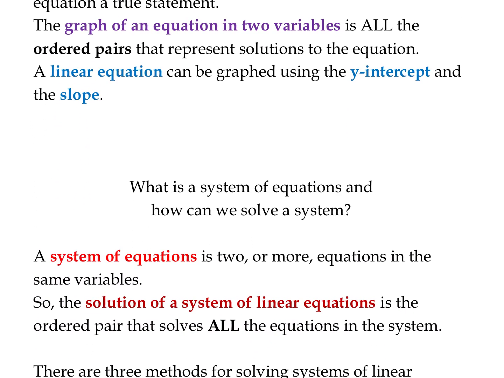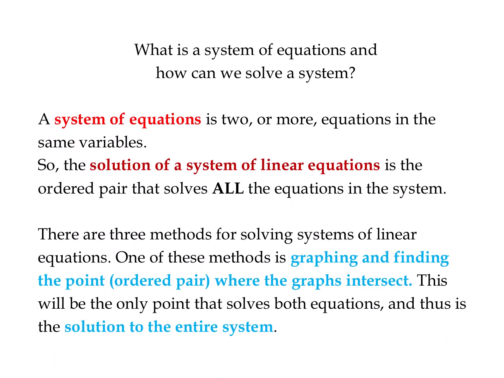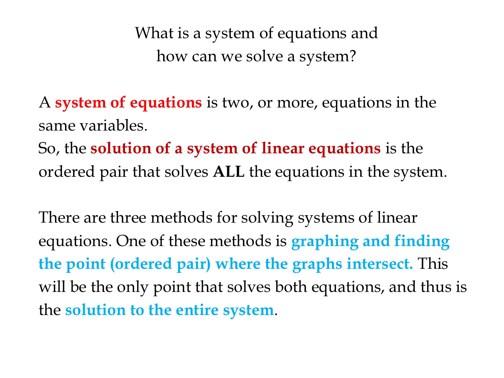Okay. So what is a system and how can we solve it? A system of equations is two or more equations in the same variables. Now we're only going to solve systems of two equations, but it's possible to solve systems with three or four or even more. Okay, and they have to be in the same variables. So we wouldn't have an equation like 4x plus 2y equals 8 and then 3a plus 5c equals 20, where they have two different variables in the two equations. So they have to have the same two variables.